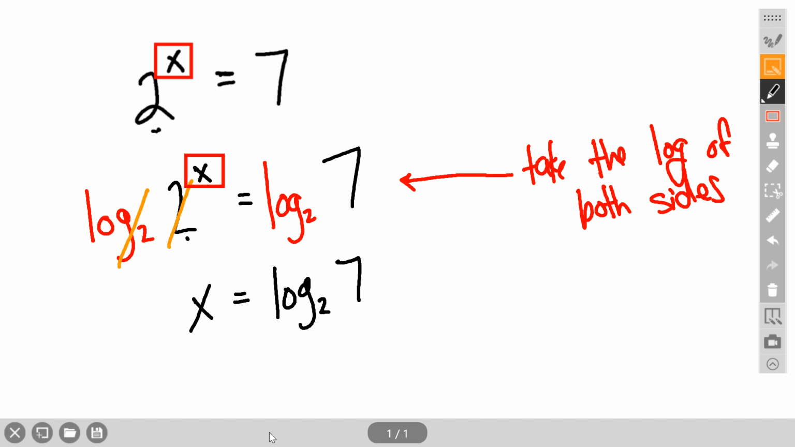Now this equation is solved. We just don't know what the solution is because we don't know what log base 2 of 7 is. So what we're going to have to do is use the scientific calculator to figure out what log base 2 of 7 is. Okay, so let me get out the scientific calculator.